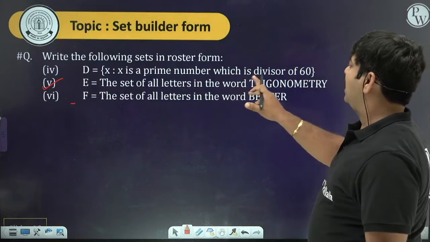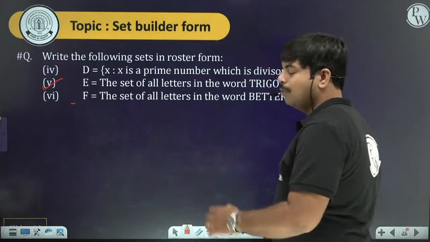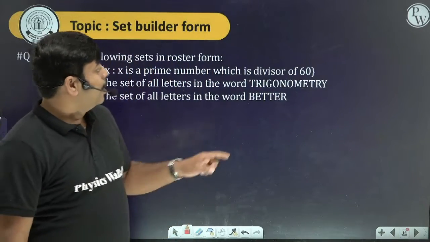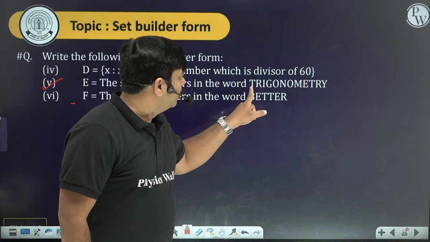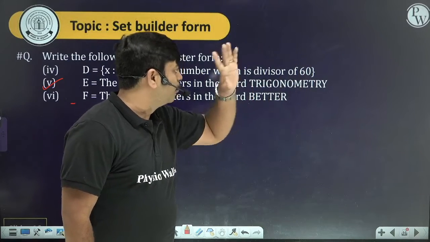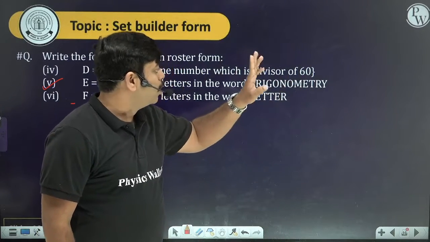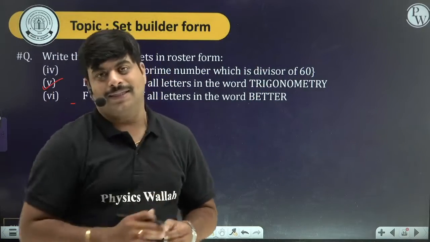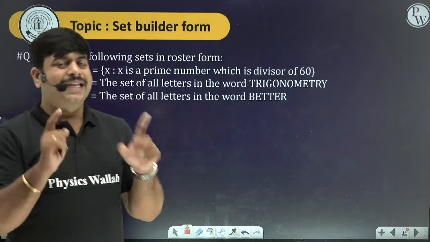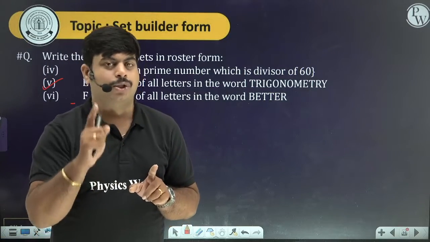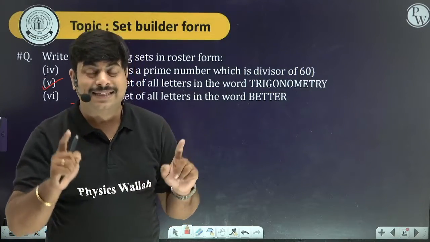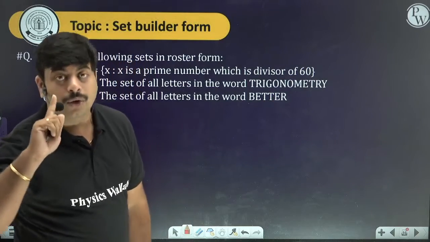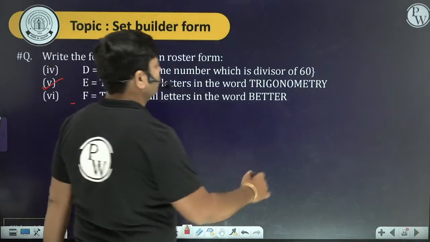The set of all letters in the word trigonometry. So now there is a small confusion people will ask. Sir, we are having trigonometry, T repeated twice, R repeated twice, O repeated twice. So what we are going to do with these repeated letters? Students, in a set, even though the elements get repeated, no need to worry, just include them only once, no need to write it all the times, okay?